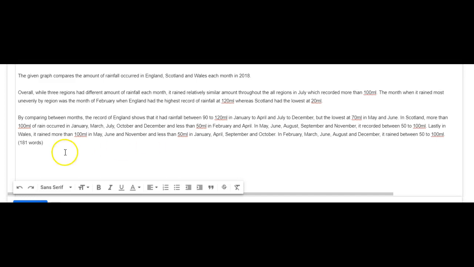By comparing months, the record of England shows that it had rainfall between 90 to 120 ml in January to April and July to December, but the lowest at 70 ml in May and June. In Scotland, more than 100 ml of rain occurred in January, March, July, October, and December, and less than 50 in February and April. In May, June, August, September, and November, it recorded between 50 to 100. Lastly, in Wales, it rained more than 100 ml in May, June, and November, and less than 50 in January, April, September, and October. In February, March, April, August, and December, it rained between 50 to 100 ml.